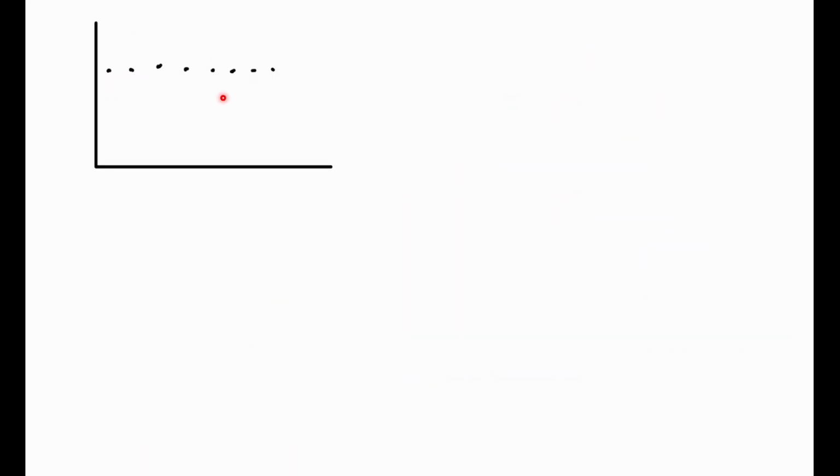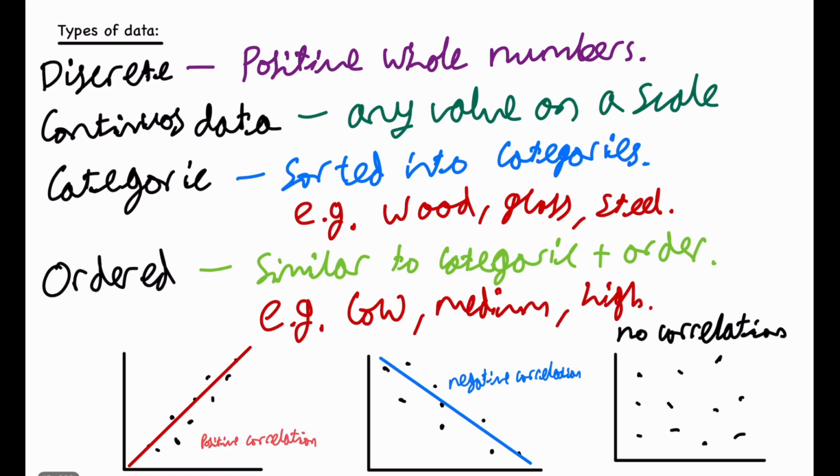And this could be another type of no correlation. By the way, each of these graphs is one variable against another, and we are checking whether there is a correlation between them. If you have one variable changing and one stays the same, it doesn't change at all, that means they have no correlation either.